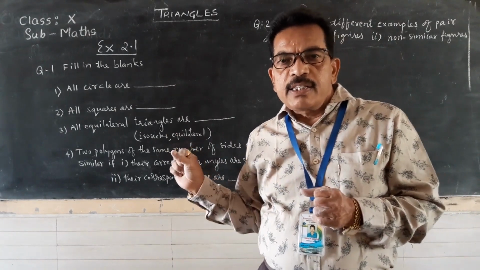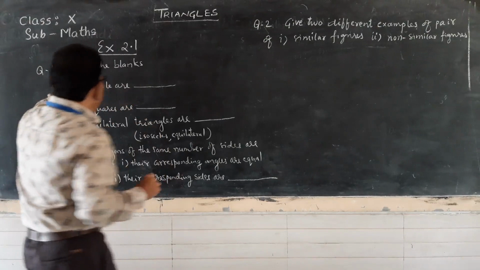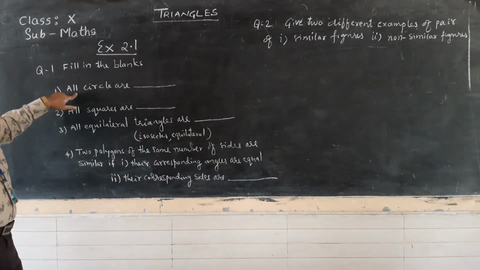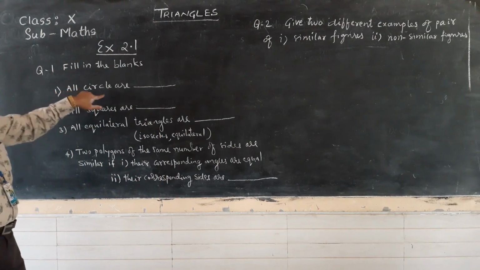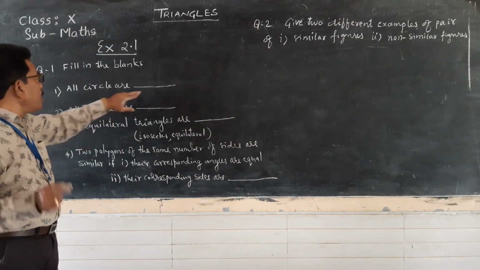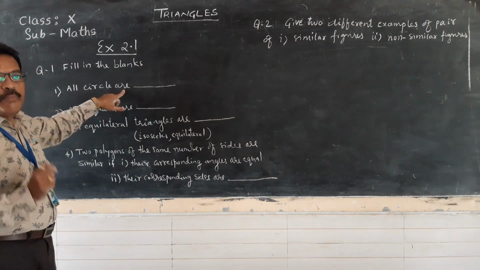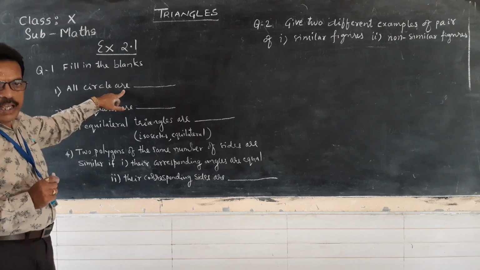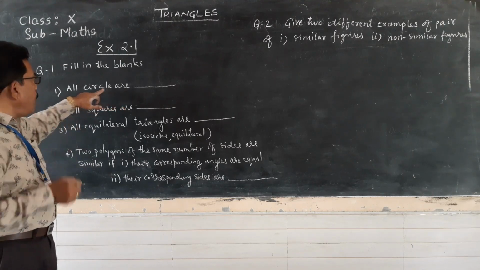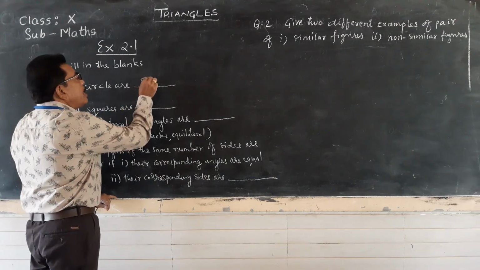Let us discuss the questions. Okay, first, fill in the blanks. They have given two options, similar and congruent. You have to write which one is correct. All circles are congruent or similar? See, all circles are similar.